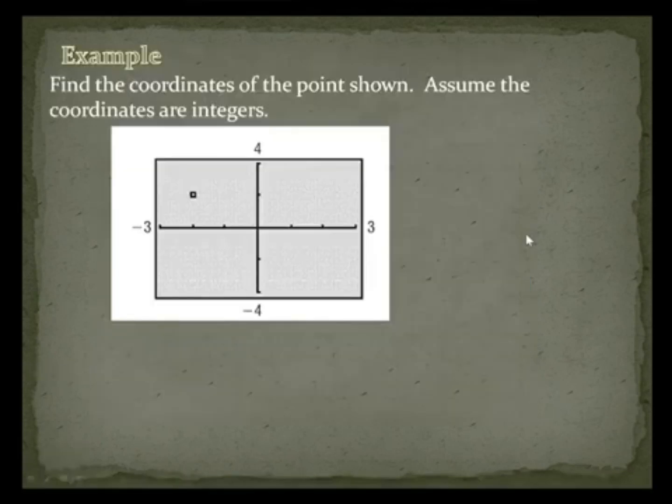Find the coordinates of the point shown. Assume the coordinates are integers. We also need to assume that every hash mark is worth 1. And we know that because we have a negative 3 here. So that means negative 1, negative 2, negative 3, and positive 1, positive 2, positive 3. But if this one's a 4, this has to be 2, 4. And if this is negative 4, it has to be negative 2, negative 4. So for this ordered pair, the x-coordinate will be negative 1, and the y-coordinate will be positive 2.